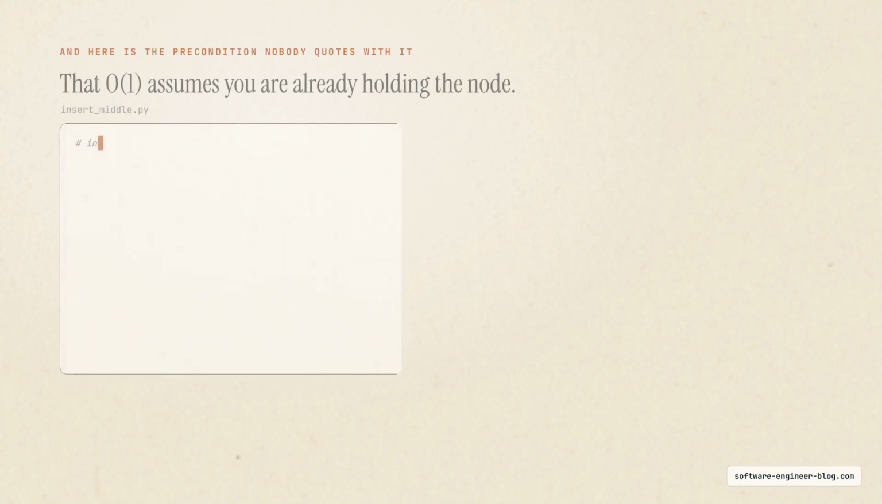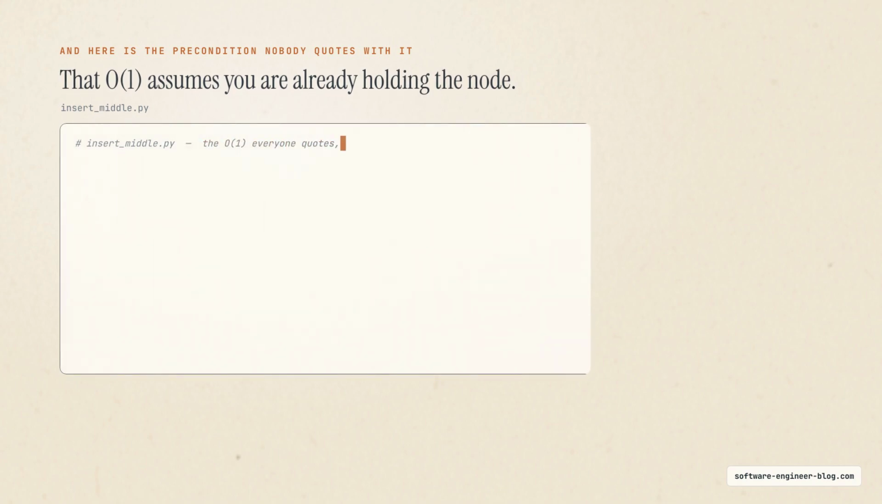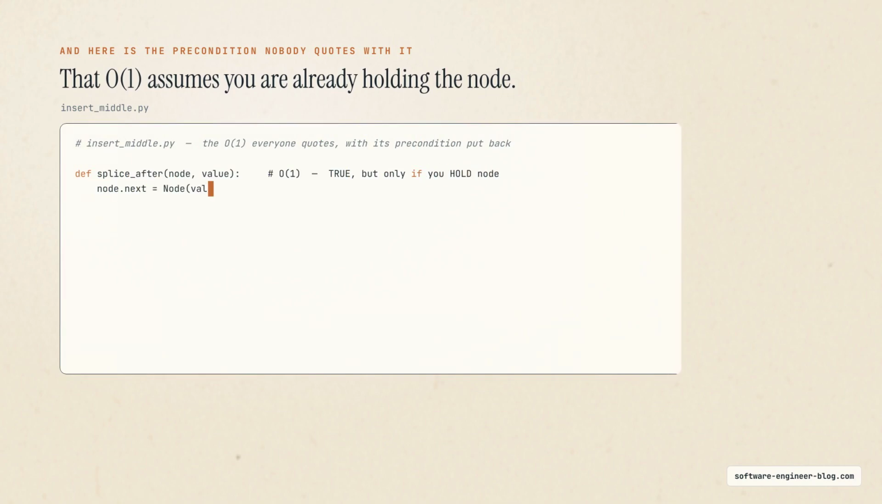But here is the precondition that nobody quotes with it: O(1) is only true if you are already holding the node you want to insert after. If you have to find the position first, you have to walk there, and now both sides are O(n). But those two O(n) are not the same animal.